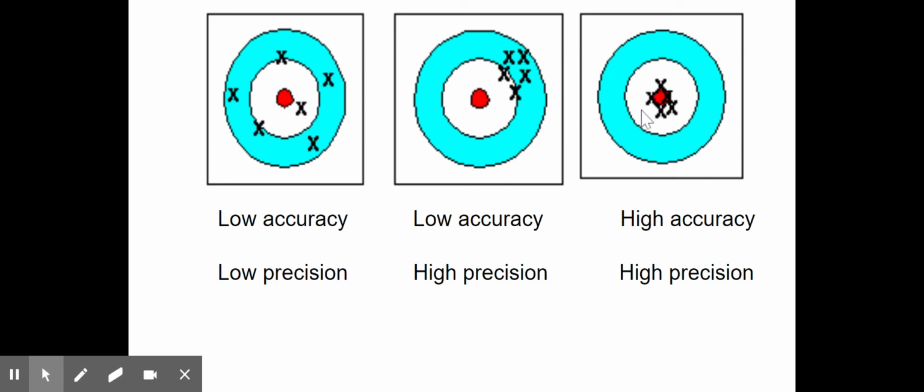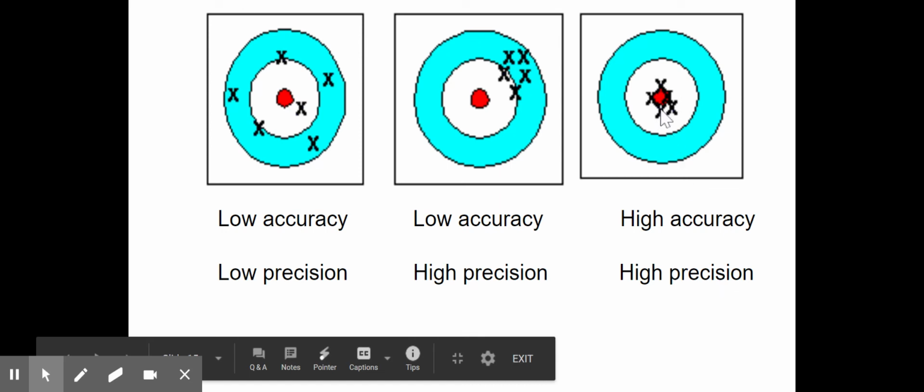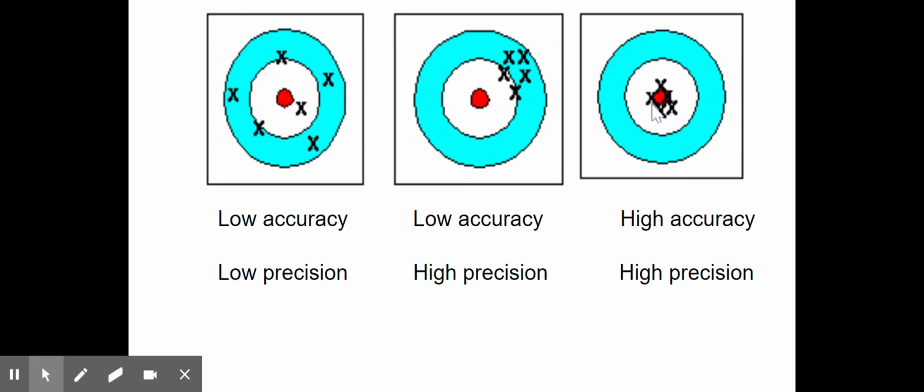And this one represents the data with high accuracy because all of them kind of fit into the target. They are very close to the true value. At the same time, they have high precision because each one of them is similar to the others. So we call this a good measurement.